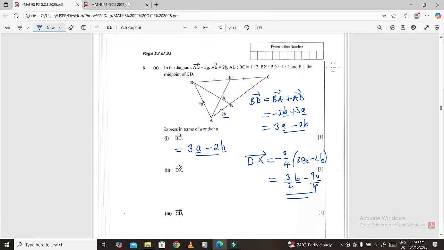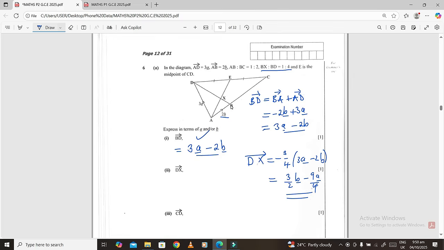So what have I just done here? Let me explain now. Look at this. We found BD. In question 1, we found BD. But they want us to find DX, and they've given us this ratio.